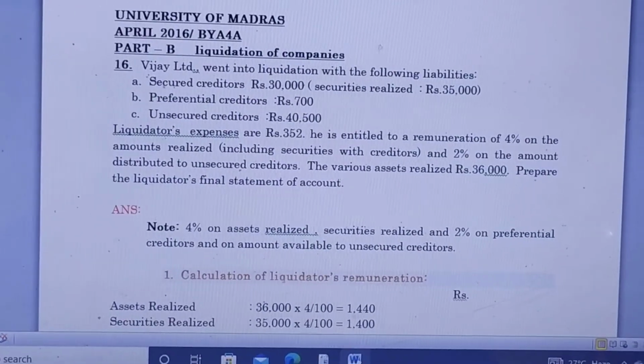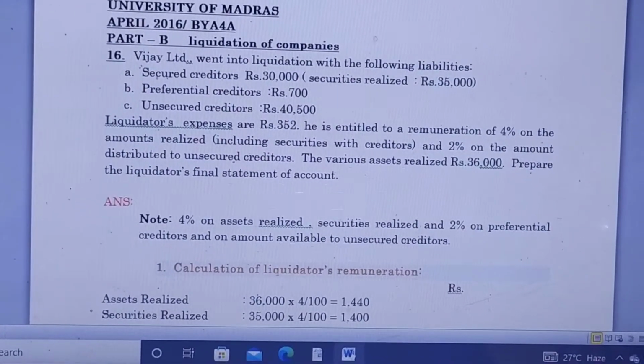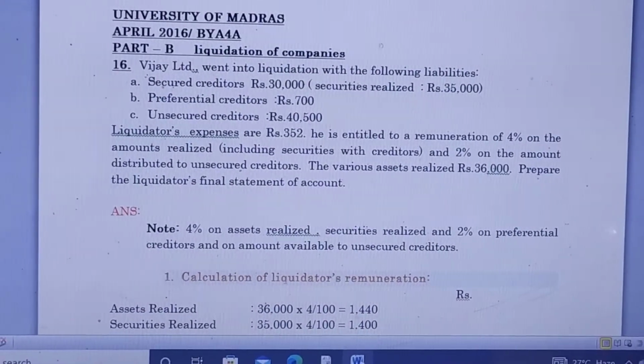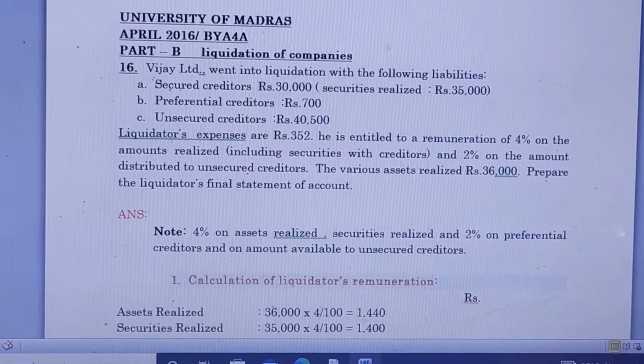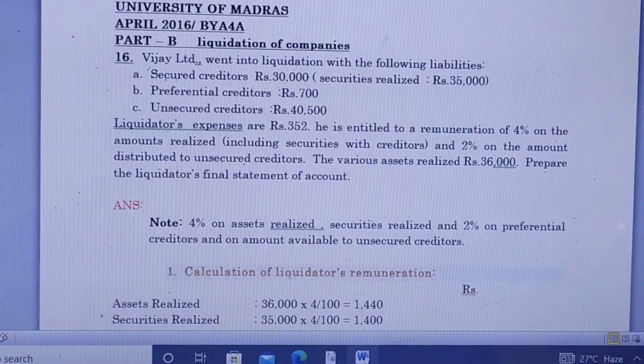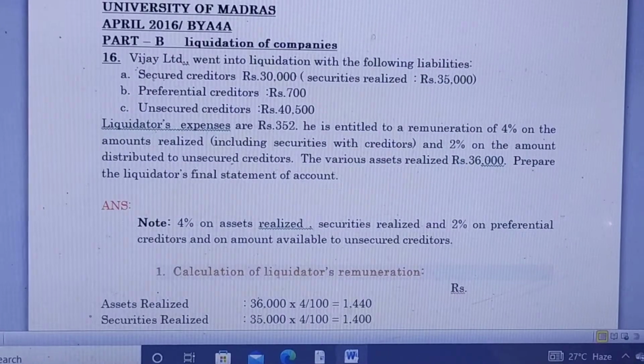Hello everyone, we are going to discuss the previous year questions of Corporate Accounting 2, which is from University of Madras in April 2016, in part B. This question is from the Liquidation of Companies chapter. Let me read the question.